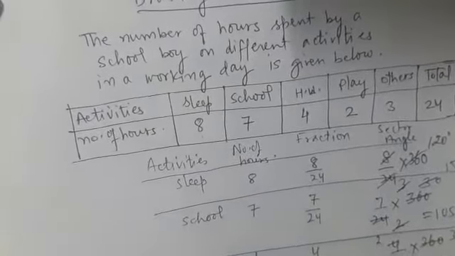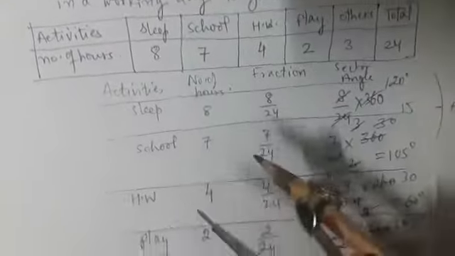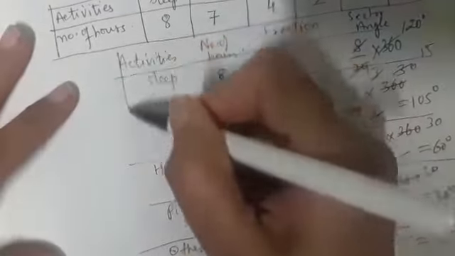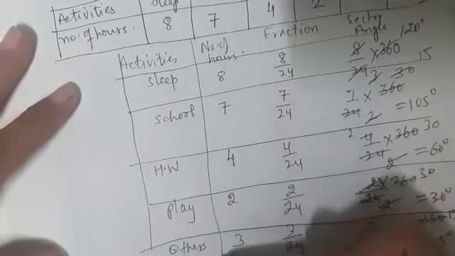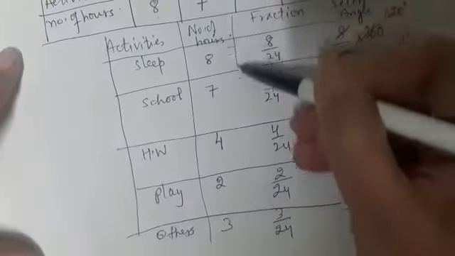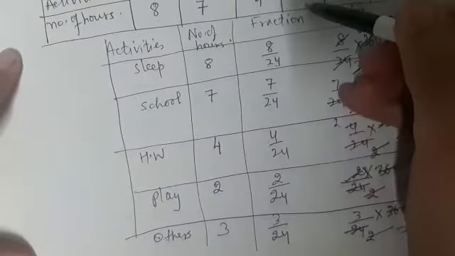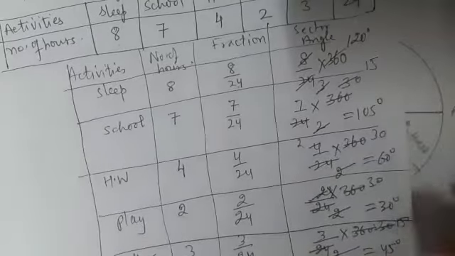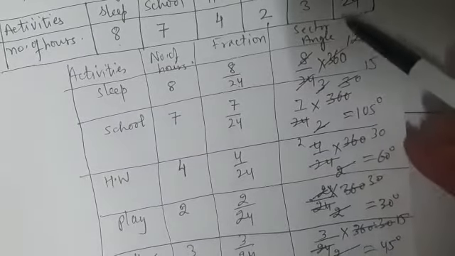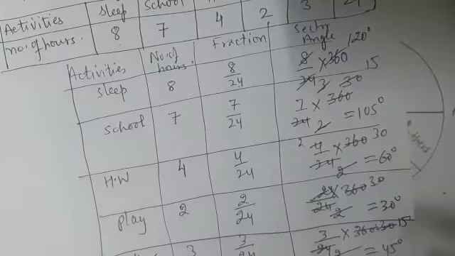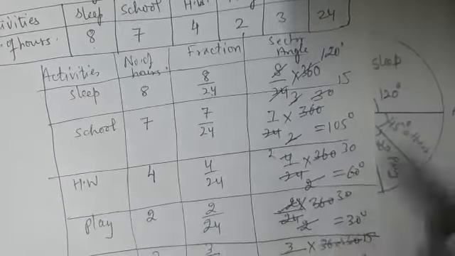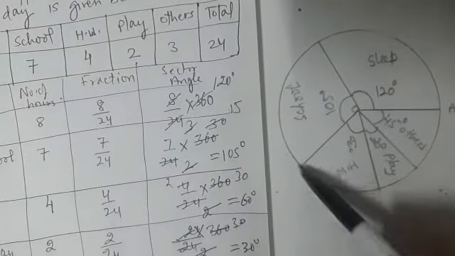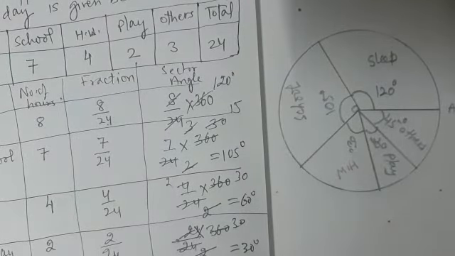So what steps have we followed? First, we made this table, and in the first column we listed the activities. In the second column we listed the number of hours. In the third column, fractions have been calculated, and in the fourth column we calculated the sector angle. And then using these sector angles, we have represented these activities in the circle graph. I hope it is clear to you.